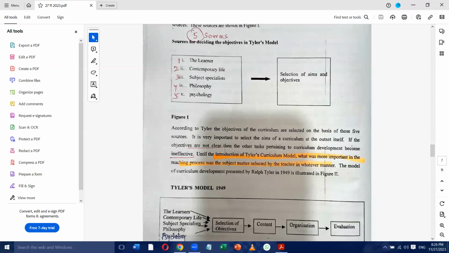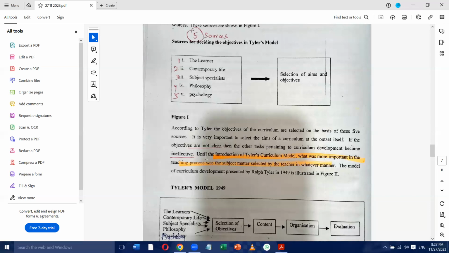If the objectives are not clear, then the other tasks pertaining to the curriculum development become ineffective. Yeah, that is very important. The basic, the first step is to create your objectives. If you are unable to put forward your objectives clearly, then, this is the initial step, and if the foundation is not laid properly, you can't build the building. You can't expect the building to be strong enough. Okay, so in order to get your objectives, you have to consider the learner, the contemporary life, subject specialist, philosophy, psychology. This is what Tyler says.